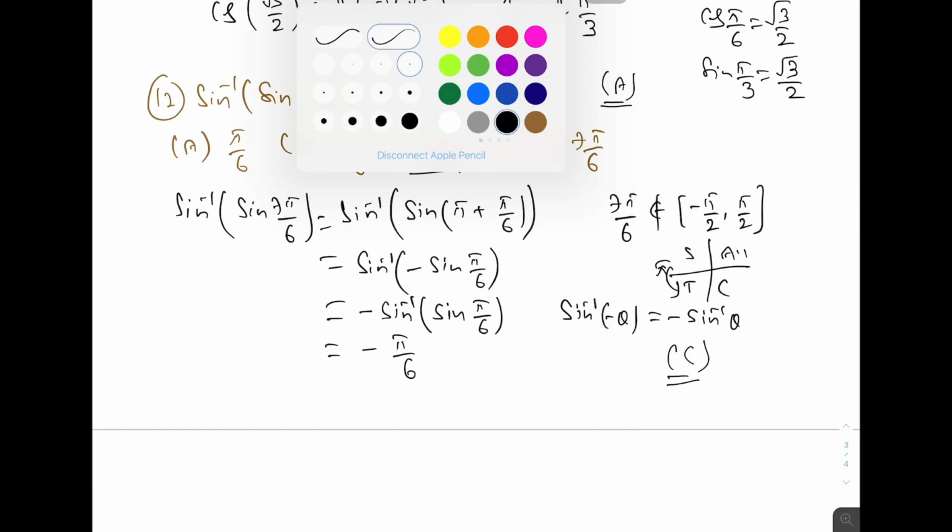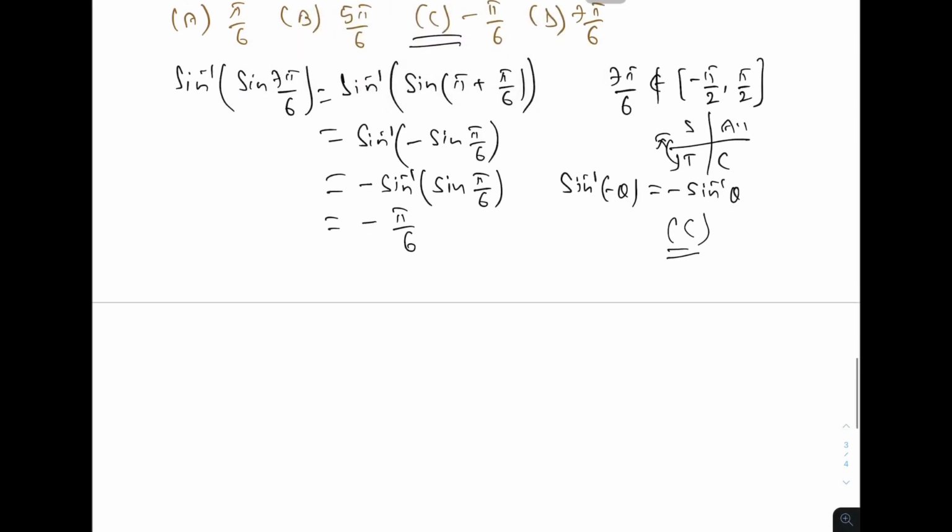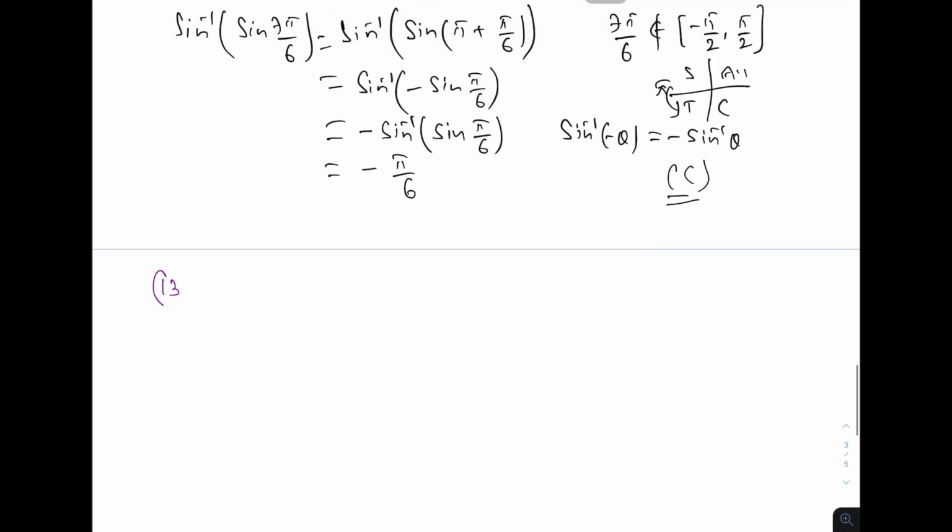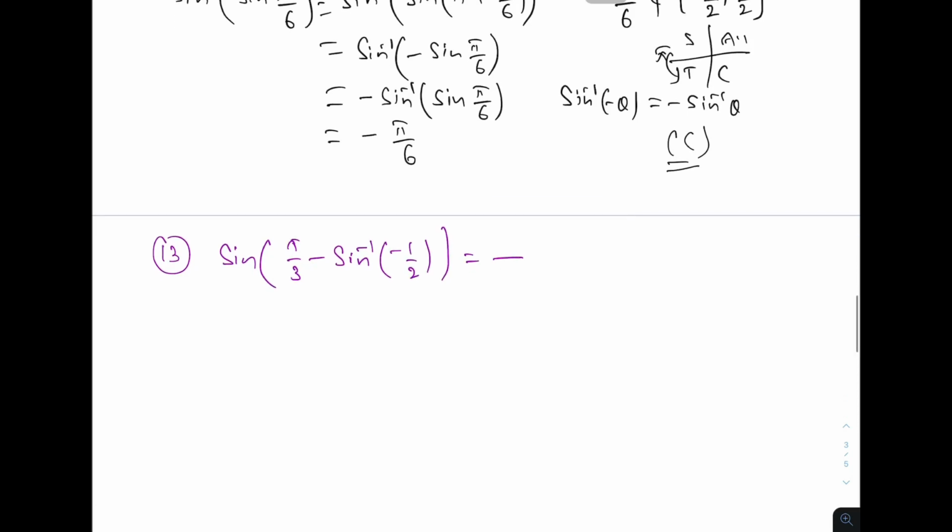Okay, then let us take one more. Sine of pi by 3 minus sine inverse minus 1 by 2 is blank. Options are 0, 1 by 2, root 3 by 2 and 1.